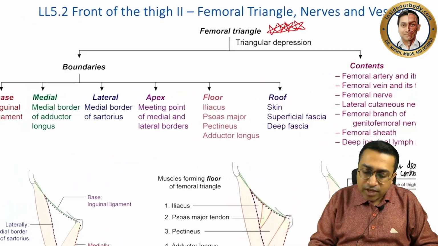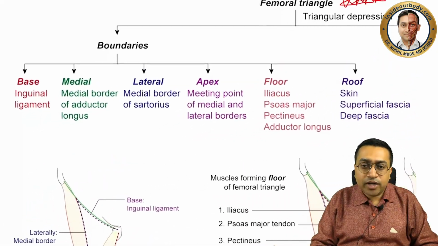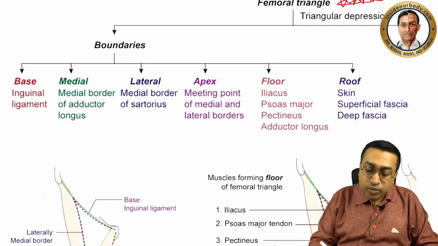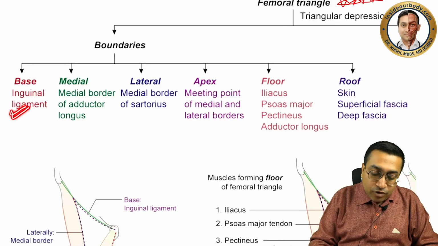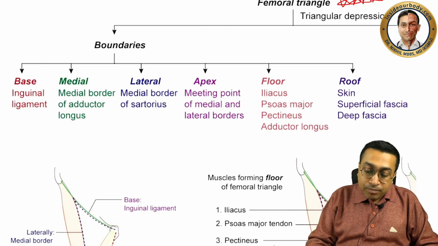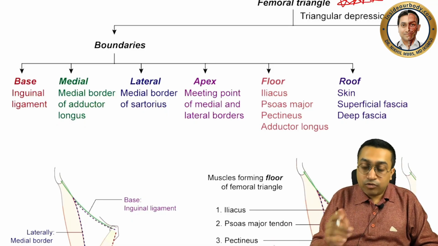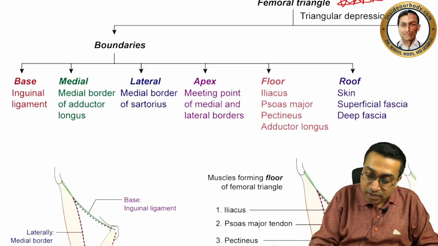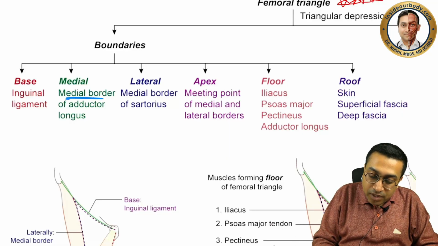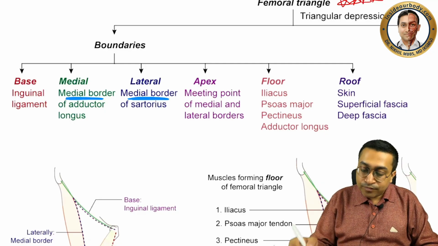So the femoral triangle is a triangular depression. The base is formed by the inguinal ligament, and the medial and lateral boundaries are formed by some muscles. That is the medial border of both. So please remember this very classical thing, I'll show you in the photograph: the medial border of adductor longus and the medial border of sartorius. I will show you in 3D also.